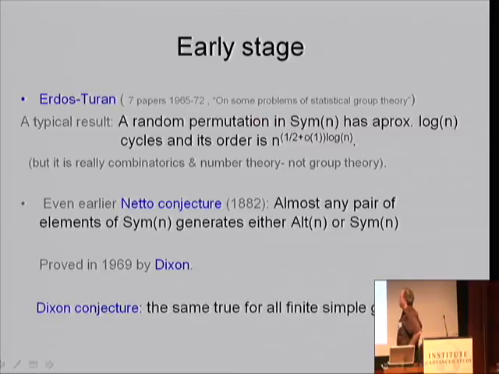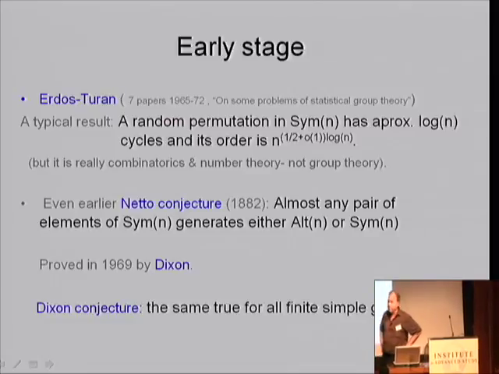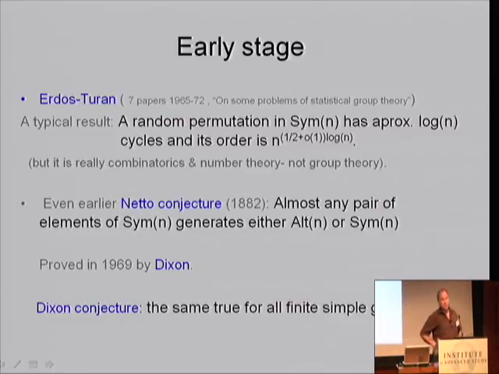And this conjecture was indeed proved in 1969 by John Dixon, who right away made a further conjecture. By that time the classification of finite simple groups was not yet over, but people were talking about it, and they knew that the alternating groups are just the first family of many finite simple groups, so he expected that for all finite simple groups, if you pick two random elements, they will generate the group. What we mean by that is that when the order of the group is going to infinity, the probability that two elements of the group will generate it approaches one.